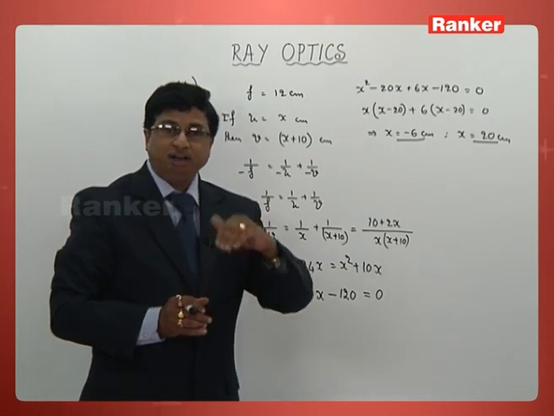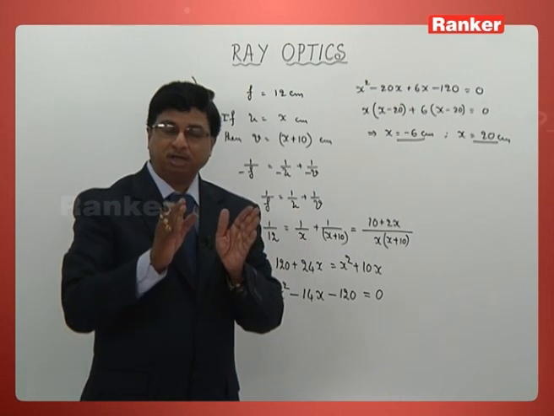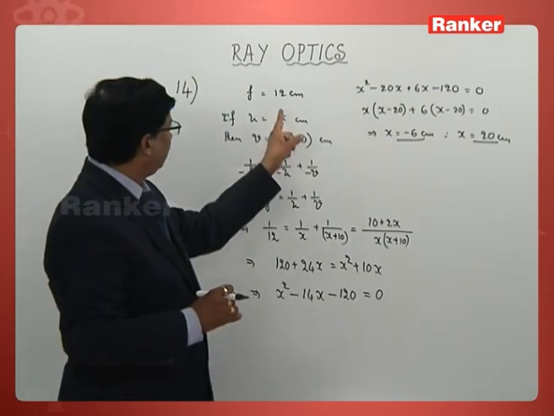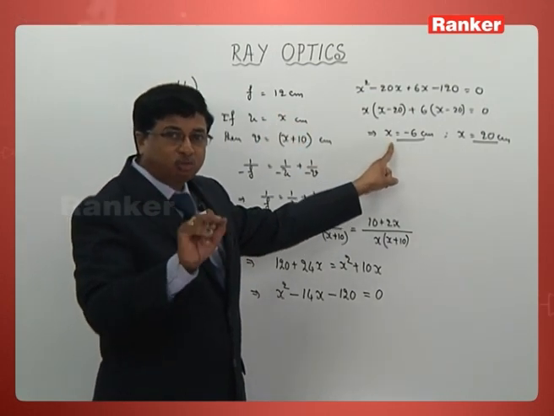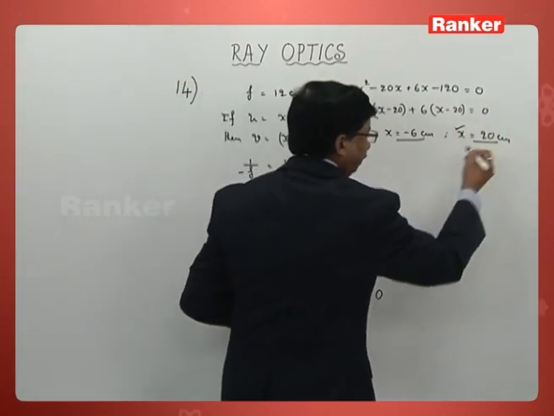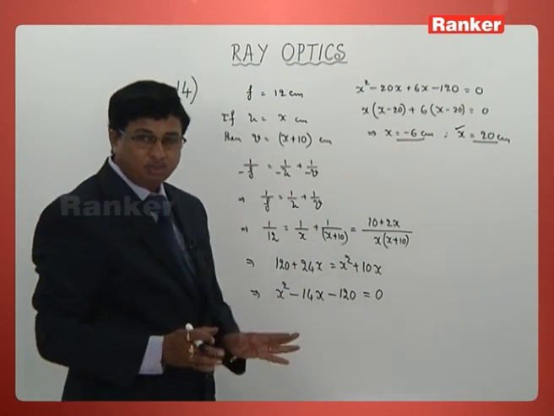So for getting a real image, we should never find the object distance less than the focal length. When the focal length is 12, the object distance cannot be less than 12. So what is the other version we can take up? So x is equal to 20 centimeter. That is the right option out of the two.